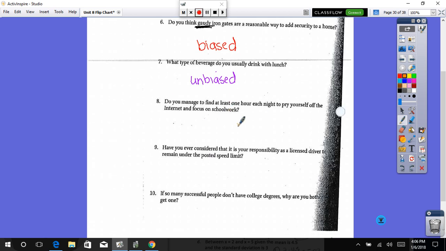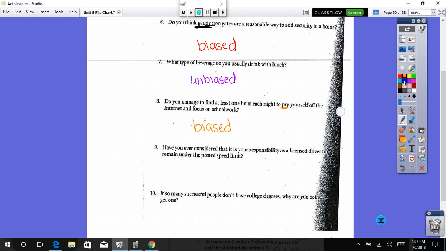Do you manage to find at least 1 hour each night to pry yourself off the internet and focus on schoolwork? This is not really derogatory, but it's very condescending. Do you find enough time to pry yourself off the internet and focus on schoolwork? They have made it a biased statement, or a mean statement really, by basically making fun of all the time spent on the internet.